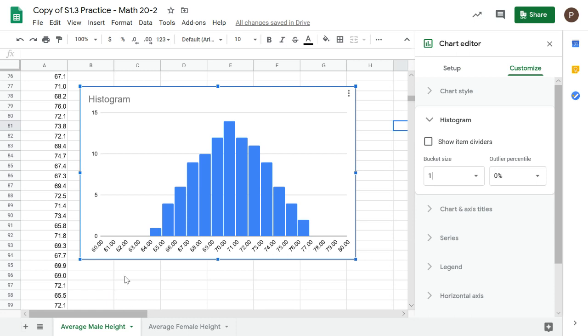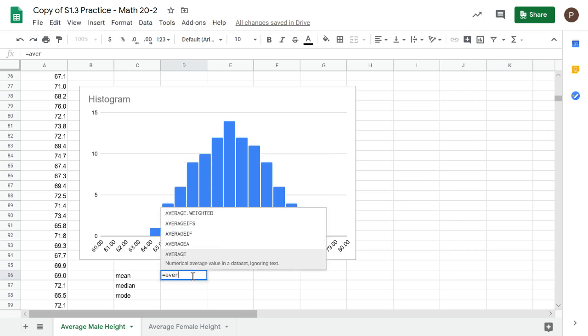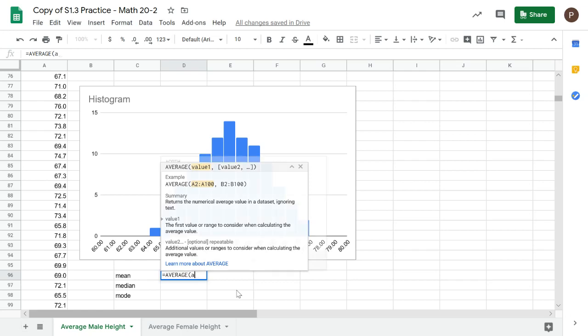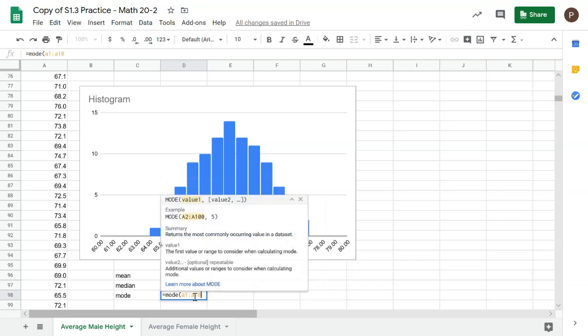First thing, we're going to look at the mean, the median, and the mode to just really verify that, yes, this is normally distributed. Yes, the center is all 3 of those measures of central tendency. Remember, to find mean, we do average, and it was A1 to A100. Our median is equals median, A1 to A100, and our mode, A1 to A100.